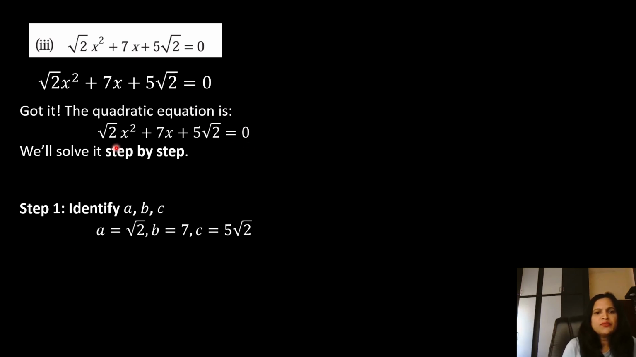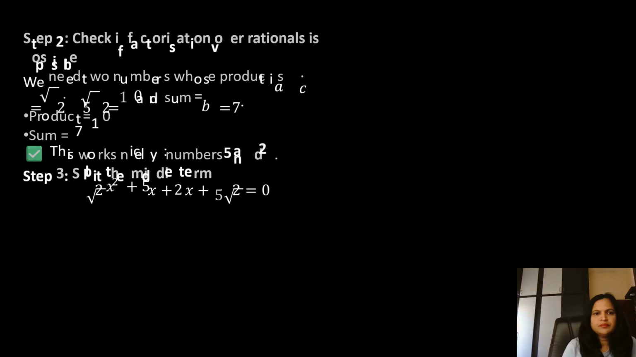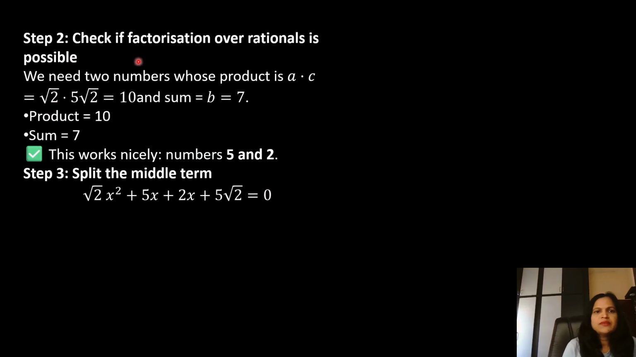First we identify the coefficients. A equal to root 2, that is the coefficient of x square. B equal to 7, coefficient of x. Then constant is C equal to 5 root 2. What is our condition here?